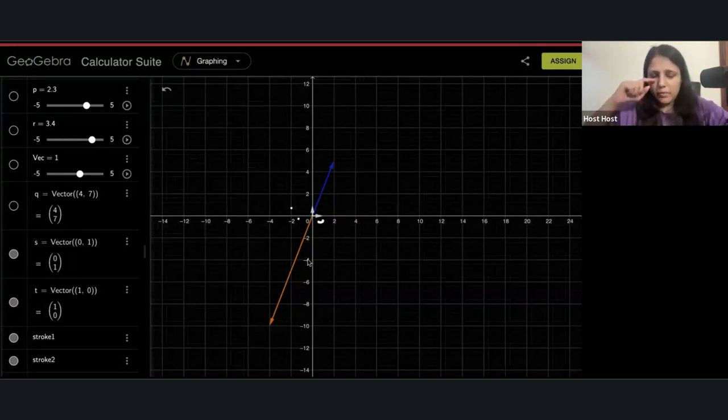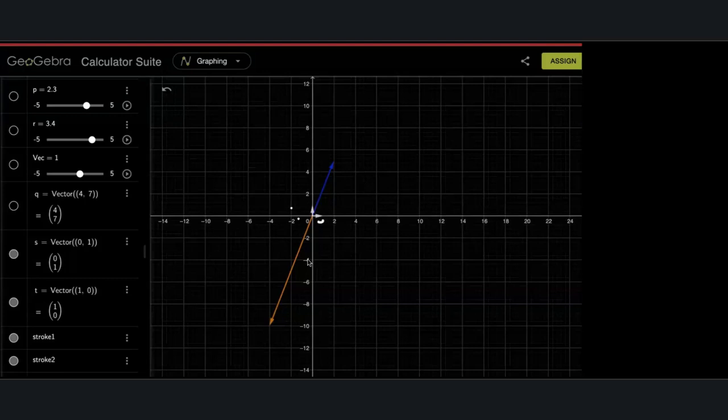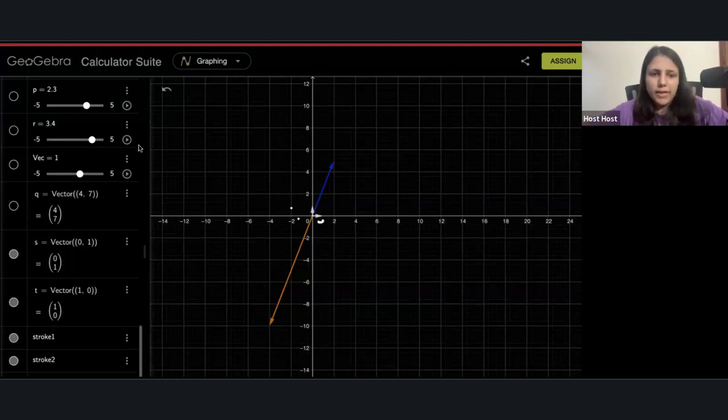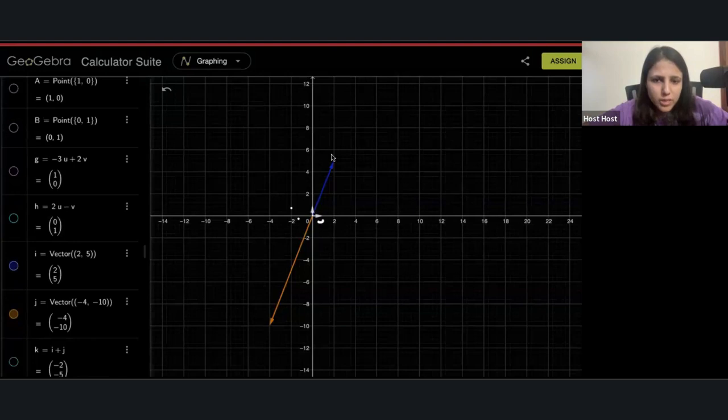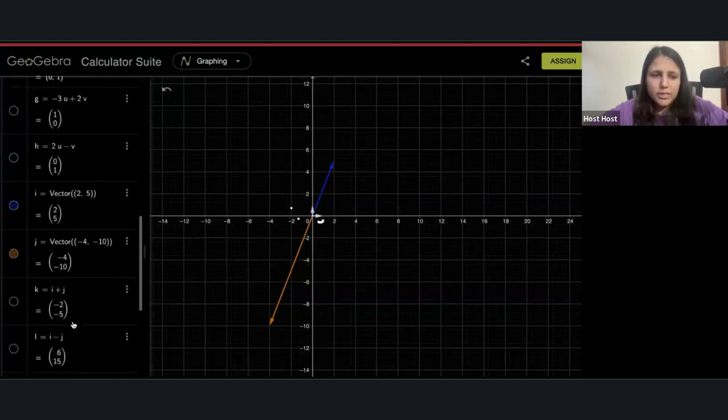Can anyone tell me, will I be able to get all the vectors in R2 using the linear combination of these two vectors? No, madam. No, right? Why is that? We follow the same line. So if you take any linear combination, that will also be on the same line. Right, exactly. So if I take any linear combination of these two vectors, it will lie on the same line. Let's see that.